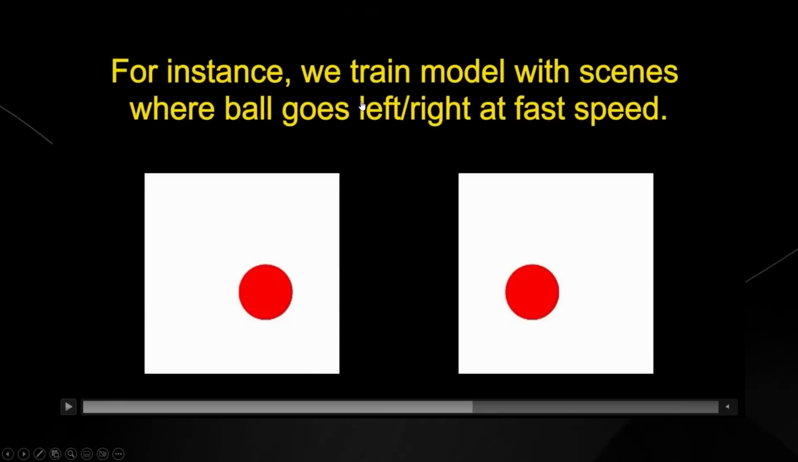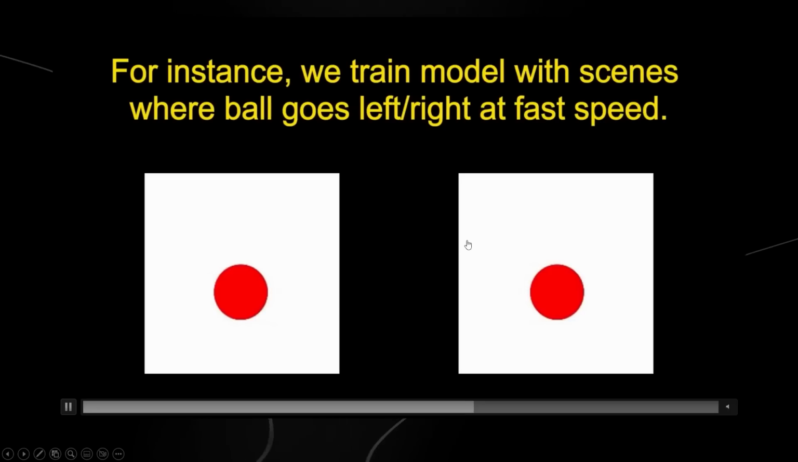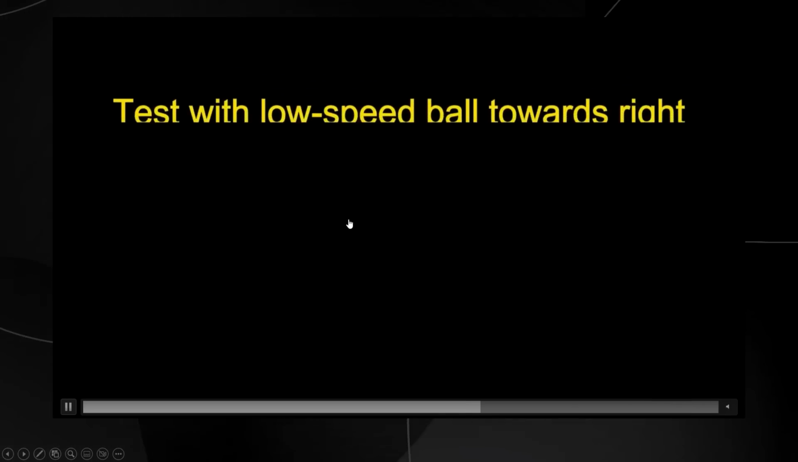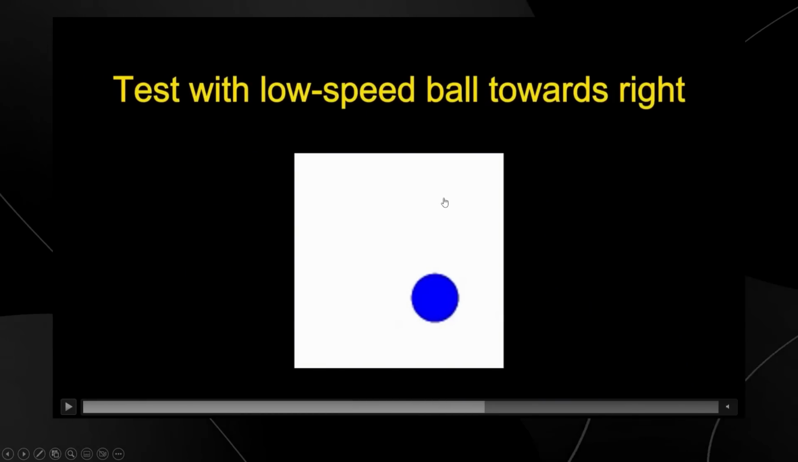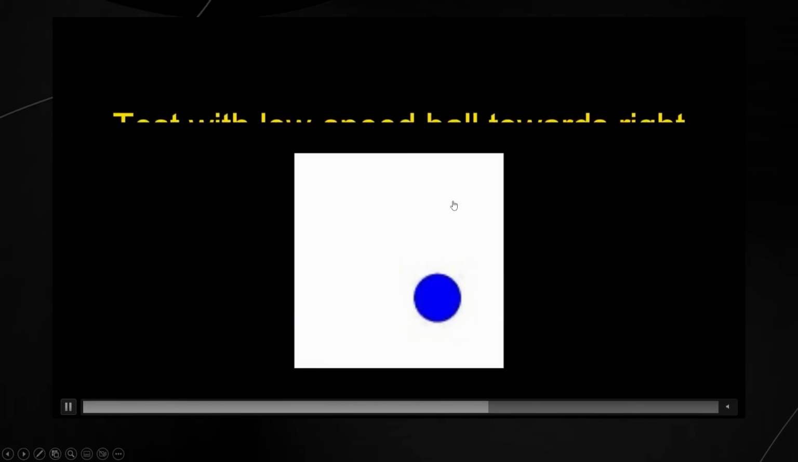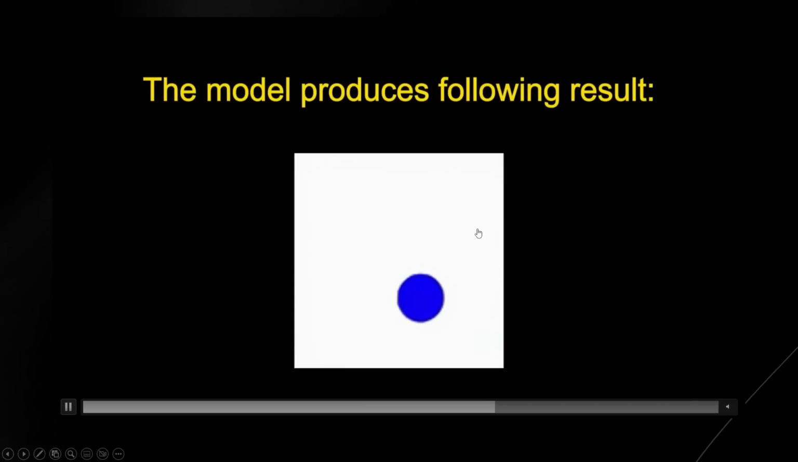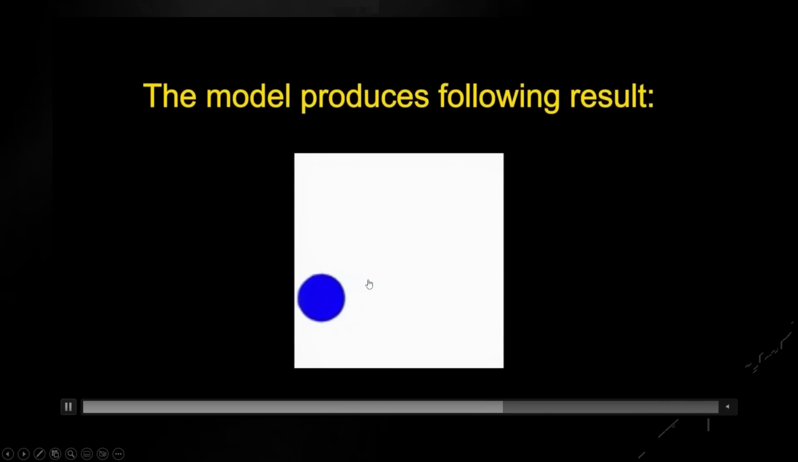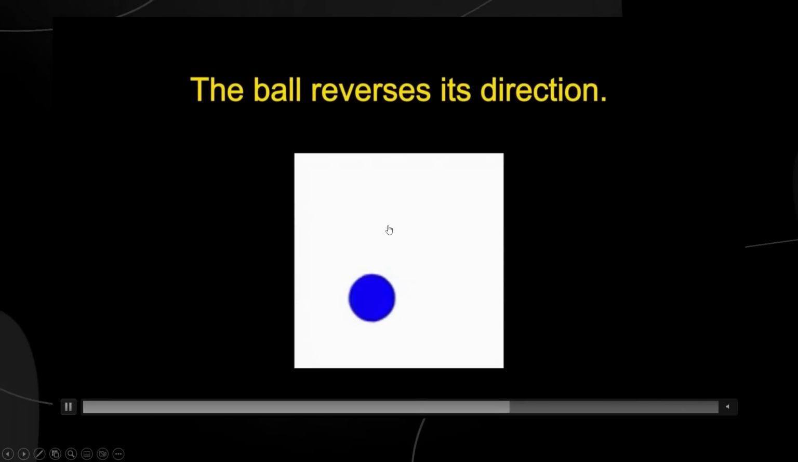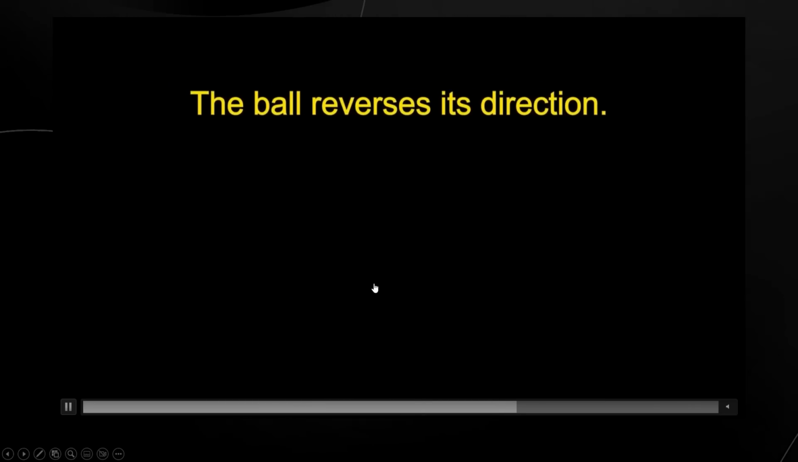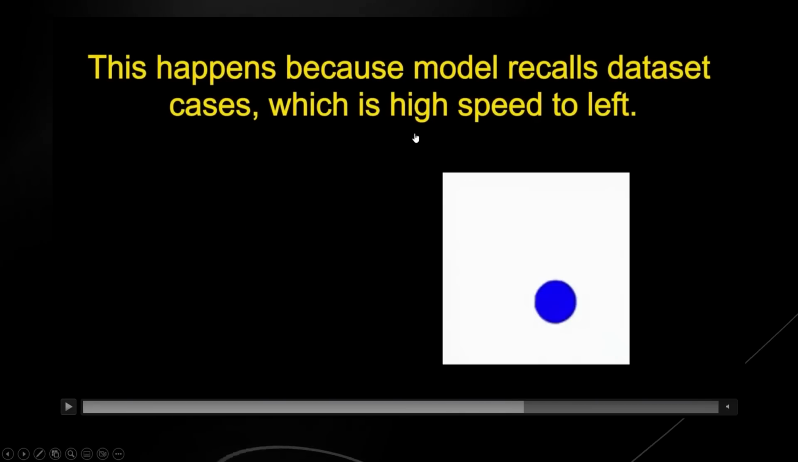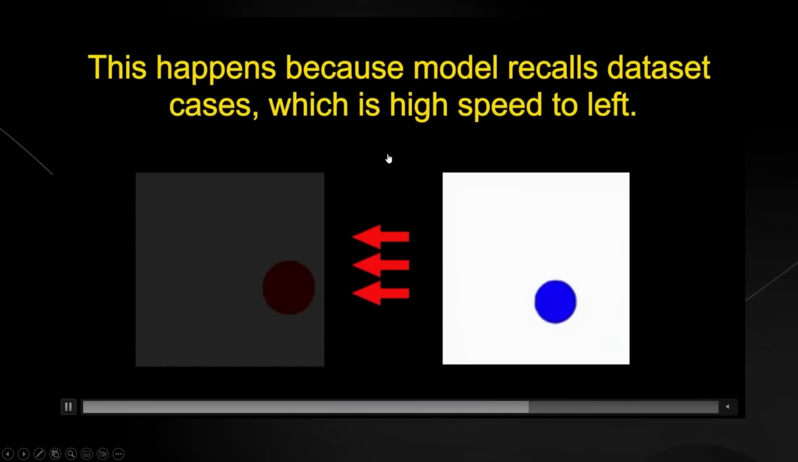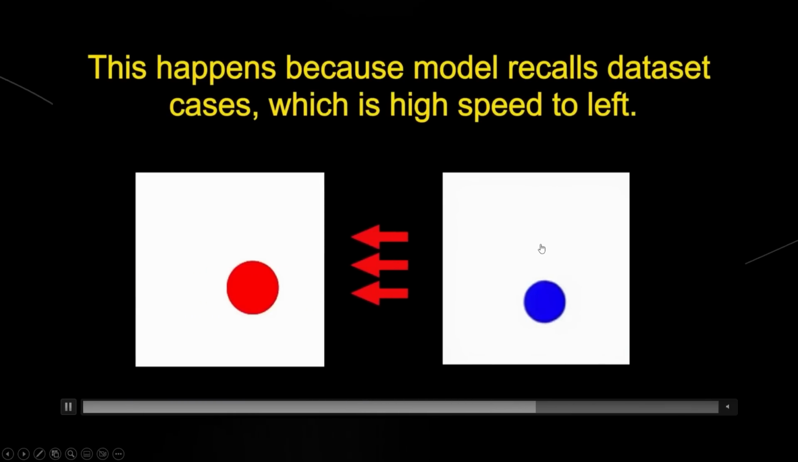So you train the model with scenes where the ball goes left and right at fast speed. Remember that the ball goes left and right at fast speed. Then you decided to test with low speed, the ball only going towards the right. But what do you see? The ball then goes towards the left, which is just absolutely insane because it only saw what was in the training data. So if you want it to go to the right, this is essentially where you can see this happens because the model recalls the dataset cases, which actually has cases where it's going towards the left.